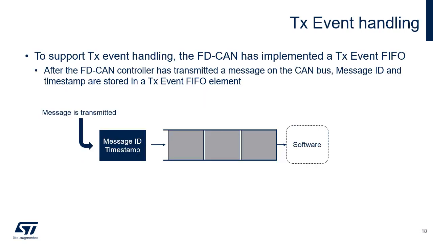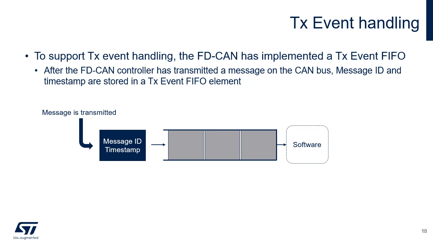The FDCAN controller includes a TX event FIFO to manage transmission event handling separately from message transmission. This allows for efficient processing of transmit status information independently of the actual message data. Each TX buffer only stores the message being transmitted, while the transmit status, such as the success or failure of the transmission, is stored in the TX event FIFO.